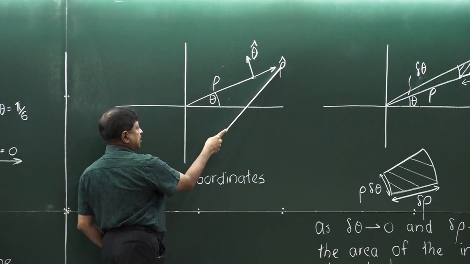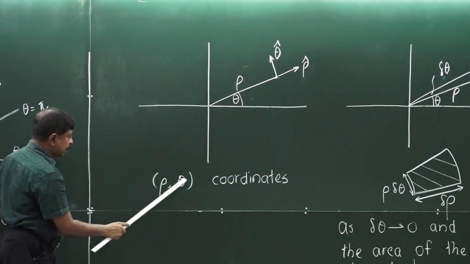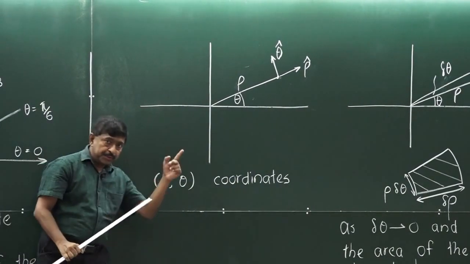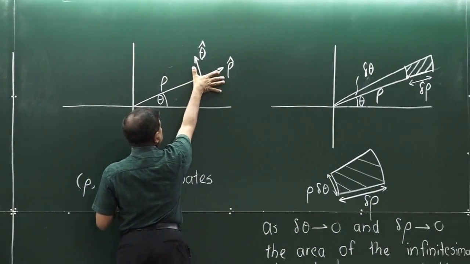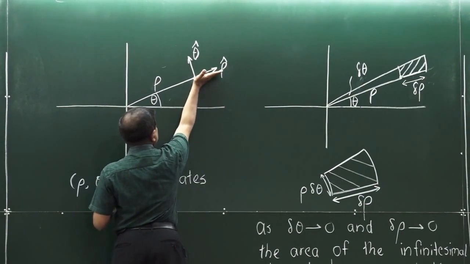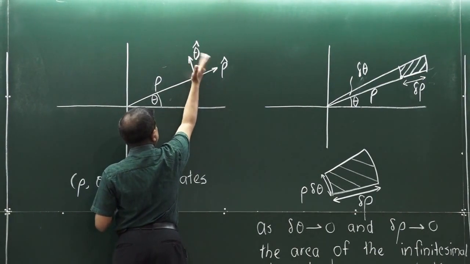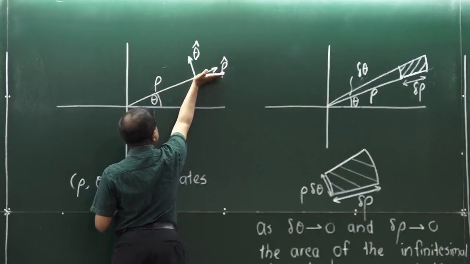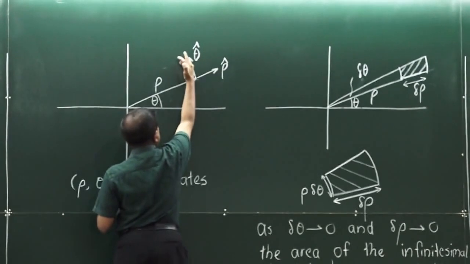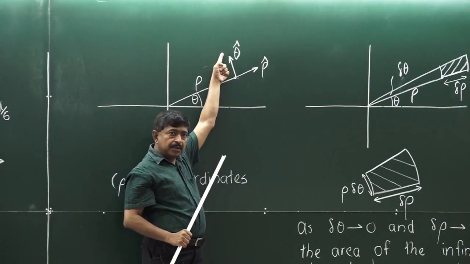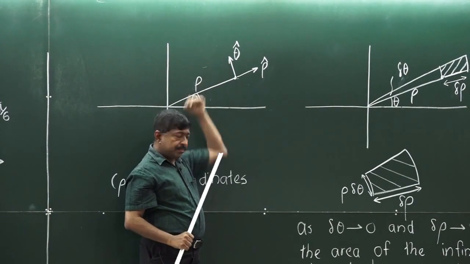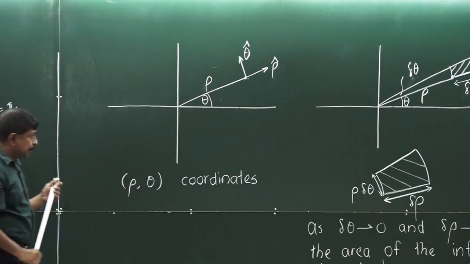Rho comes first. Therefore, we call it rho theta coordinates. Like xy coordinates, rho comes first, because you can see the orientation. From rho hat to theta hat, the angle is 90 degrees, and you measure in the anti-clockwise direction. Therefore, rho comes first, theta follows it. So it's rho theta coordinates.